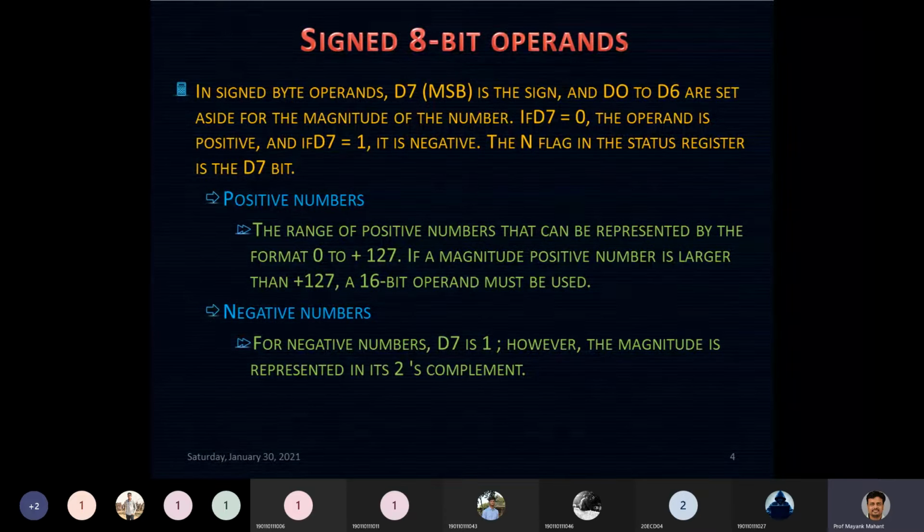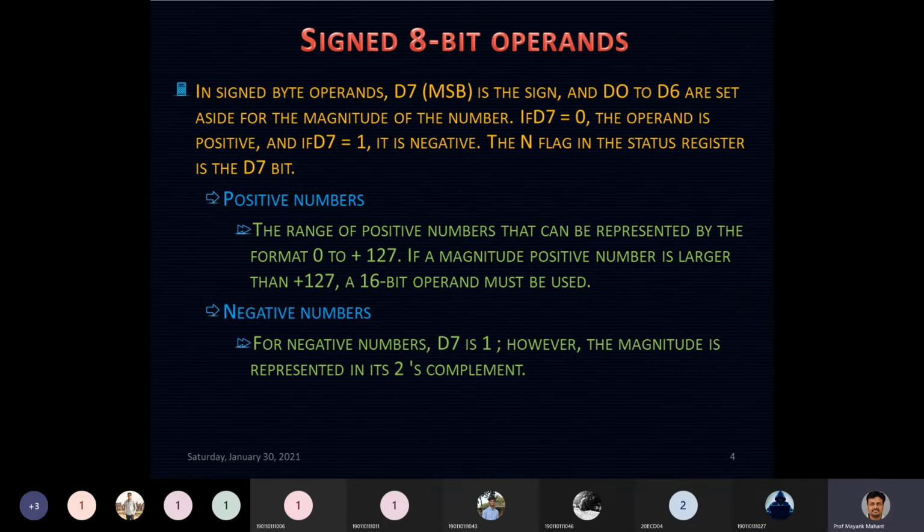Negative numbers: for negative numbers, the D7 bit is equal to 1. So if the D7 bit is equal to 1, then the number is represented as a negative number. However, the magnitude is represented in 2's complement. This is the thing you need to keep in mind, that always the magnitude is represented by 2's complement. We already discussed the reason when we were talking about 2's complement and 1's complement in your digital system design. In the 1's complement system there can be two zeros. So generally computer systems adopt the 2's complement for negative numbers, and every negative number is represented in 2's complement.